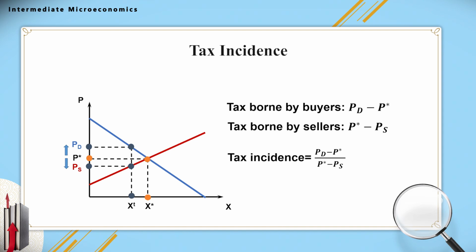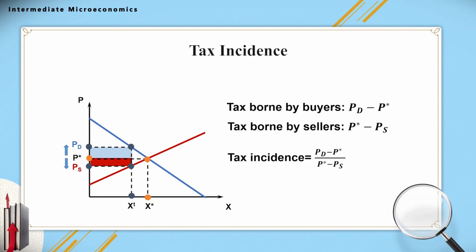The total tax paid by the buyer can be represented by the blue area. It's the tax paid by the consumer for each unit of goods multiplied by the quantity traded. Similarly, the total tax paid by the seller is represented by the red area. The sum of these two areas is the total revenue of a tax rate T.